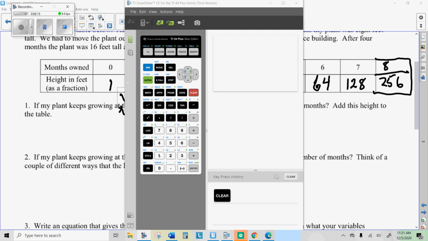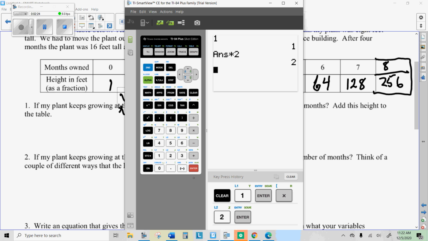So here's how you do that on your calculator. Put 1 in, which is how tall the plant was at 0 months originally, and then press enter and then ×2, and then enter for every month after that. So that's 2 months, 3, 4, 5, 6, 7, 8. That would be one way to do it.